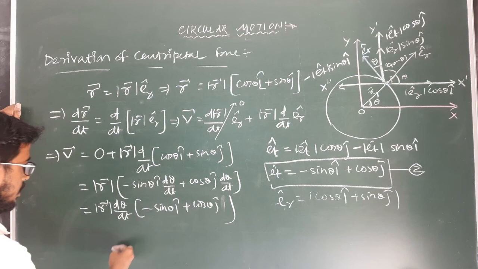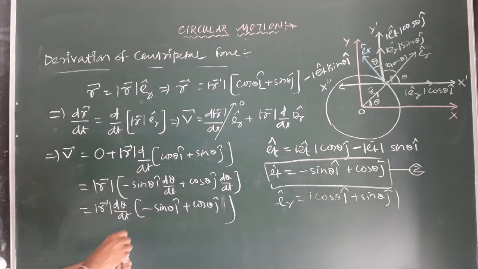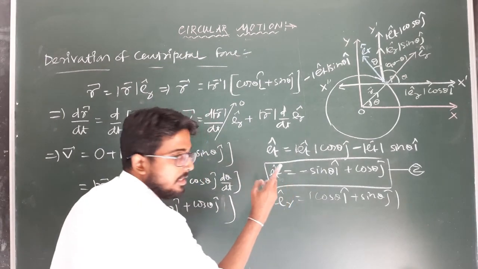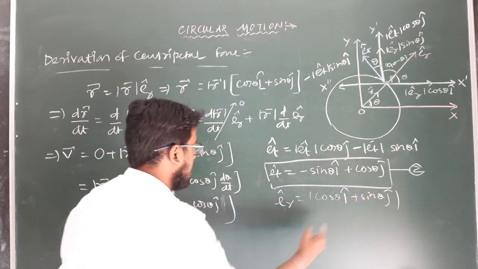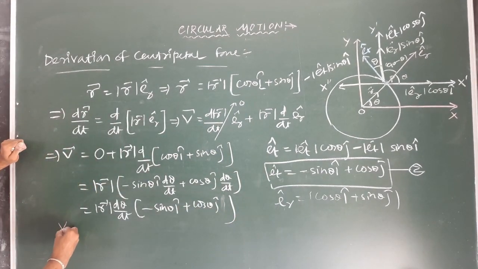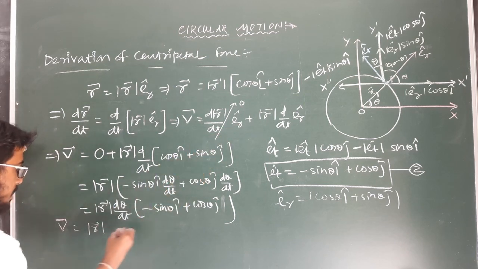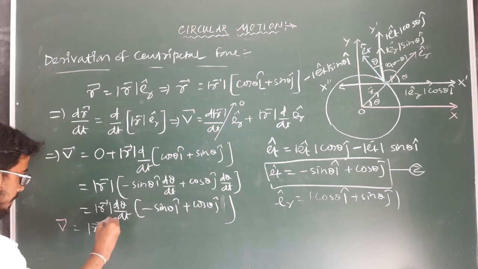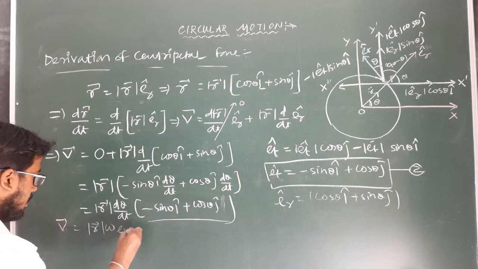Clear? So here, what is minus sin theta i cap plus cos theta j cap? As we already defined, the tangential unit vector is minus sin theta i cap plus cos theta j cap. So this term will become this one. So we can write the velocity vector equal to |r vector|, what is d theta by dt? d theta by dt is the rate of change of angular displacement, it will be omega, into this term, the tangential unit vector, so Et cap.